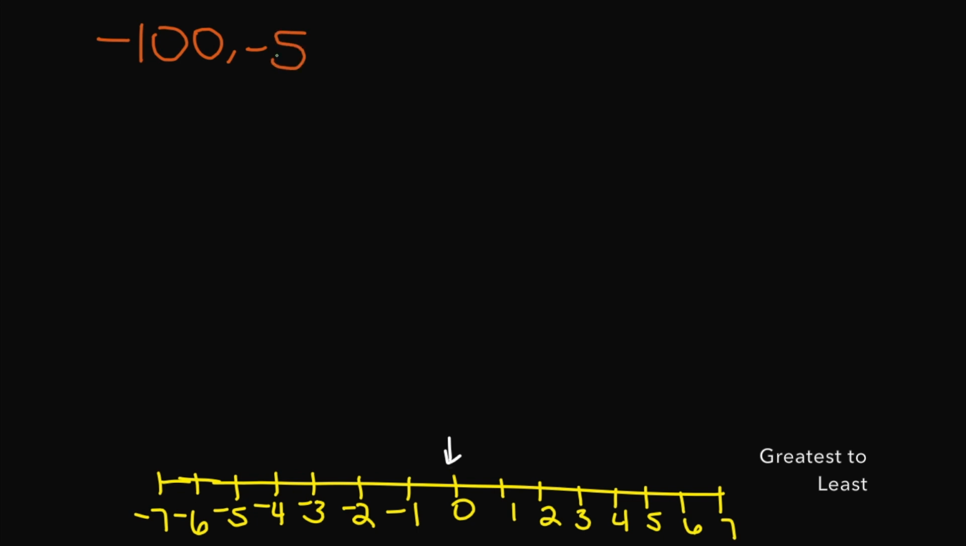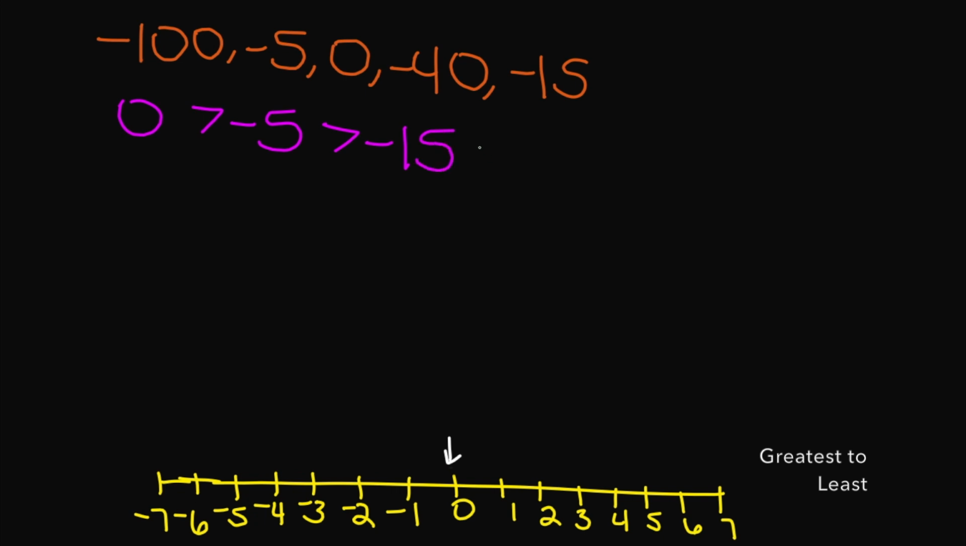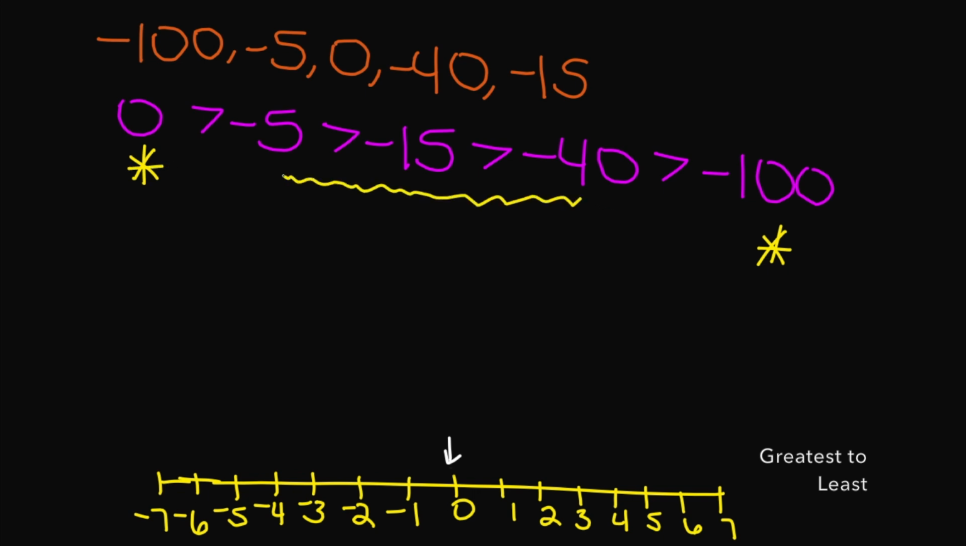-100, -5, 0, -40, and then -15. So the greatest number here is going to be 0. 0 is greater than -5. -5 is greater than -15. -15 is greater than -40. And then -40 is greater than -100. So the smallest number here is going to be -100. And the largest number here is going to be 0. And all these numbers in between, they are closer to 0 than -100.